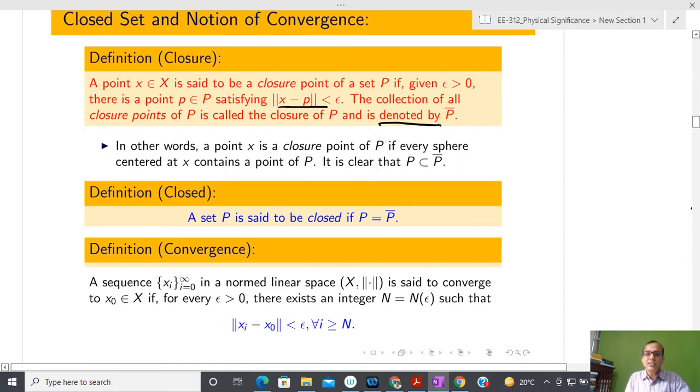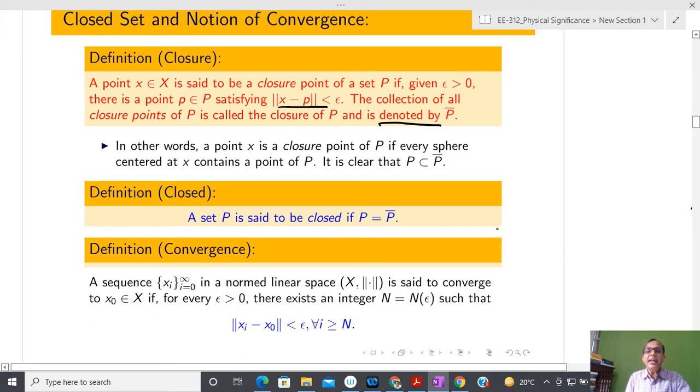So these are just definitions, because in several places we are going to use this kind of definition. Please try to understand that whenever I am talking about closure, I am going to talk about the point x, and whenever I say closure point of set P, that is the meaning, and due to that reason I have written this kind of definition.